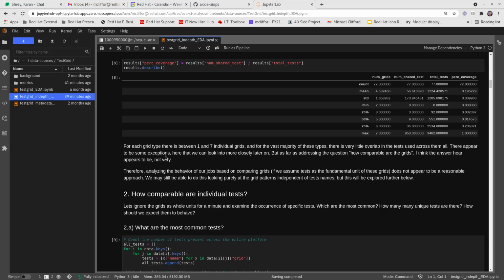It's not really clear that any of the grids share that many tests. For each grid type, if we remove the version number, we have between 1 and 7 individual grids, and there's not too much overlap in the tests that they actually share. There are a couple of exceptions that we'll look at later on. But really, if we're trying to answer the question, how comparable are the grids, we've discovered here that the answer is that they're not really comparable.